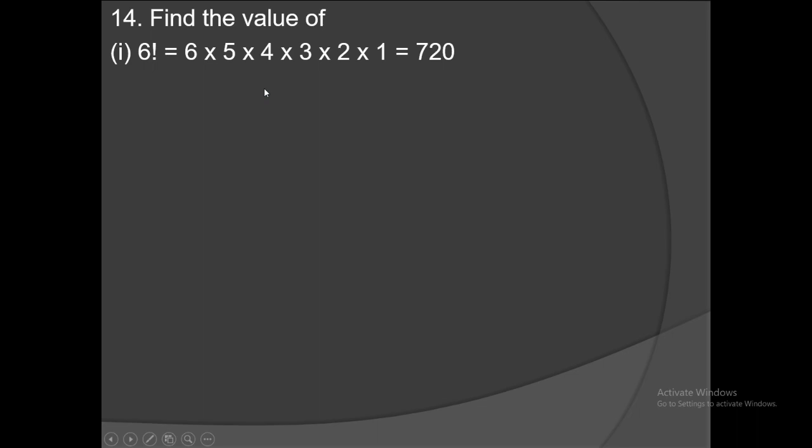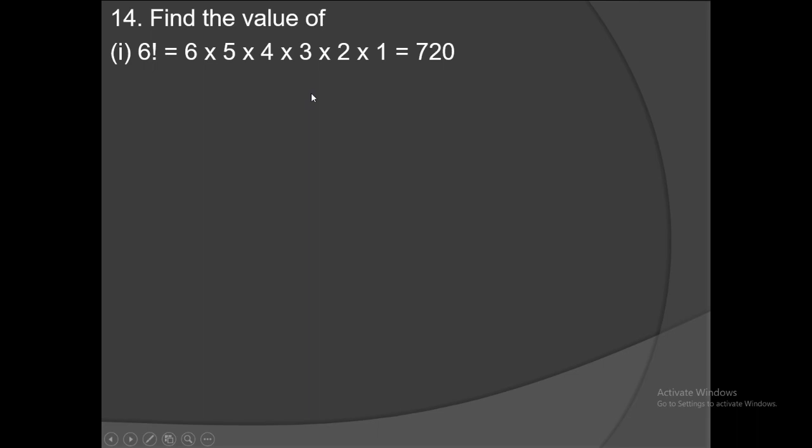You have to do this for all the numbers. 5 factorial means 5 into 4 into 3 into 2 into 1, like that. Then 1 factorial is 1. There is 0 factorial also. 0 factorial is also equal to 1. That is very important. Right? So the number should be a natural number starting from 1. Suppose it is 0 factorial, it is 1. So there is no negative number in the factorial.